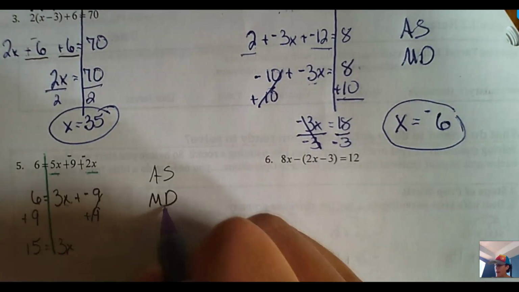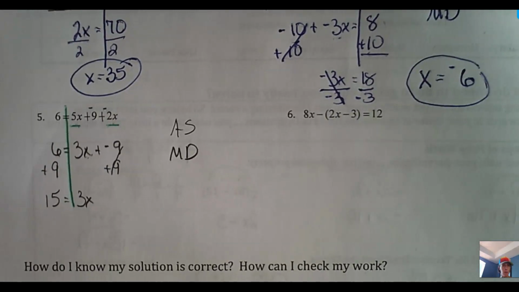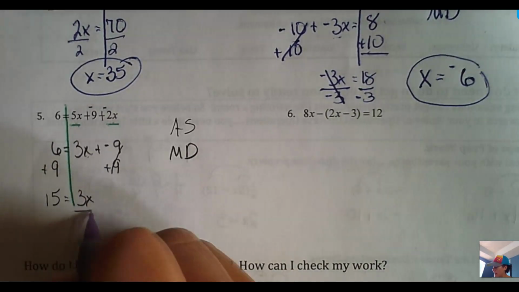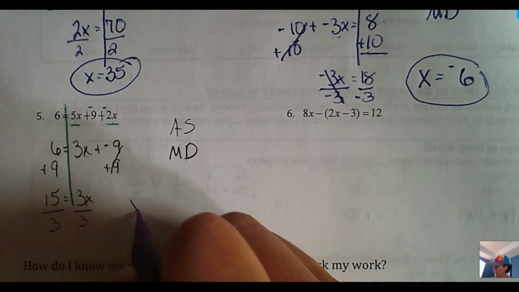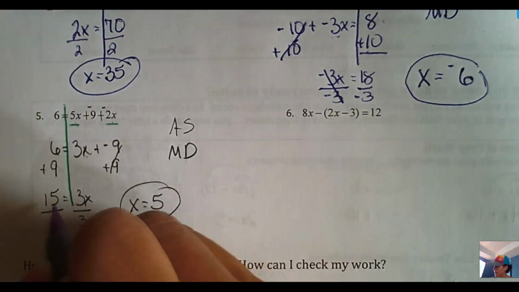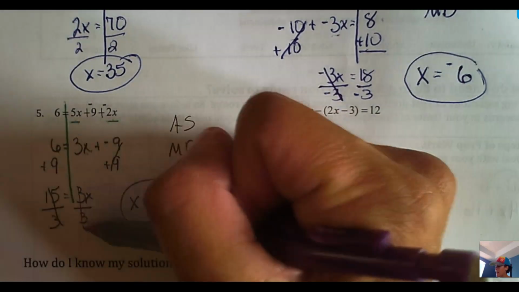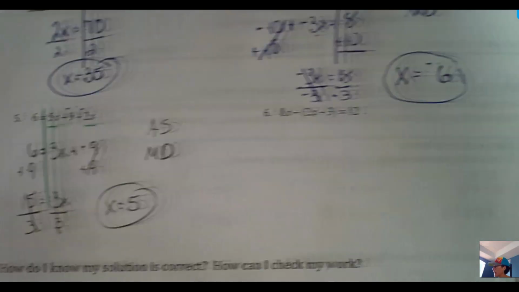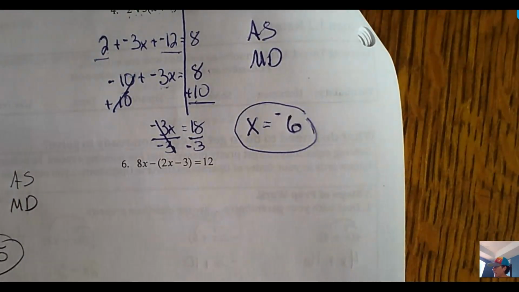And now to get rid of my last step, I'll undo the multiplying of 3 times x. I'll divide by 3, and I get x is 5. Because 15 divided by 3 is 5, and those cancel out. All right, let's do this problem, and here we go.